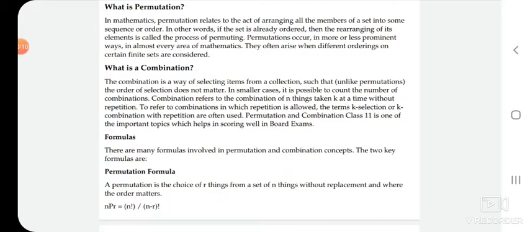In today's lecture, we are going to discuss permutations and combinations. We are going to define what permutation is, its formula, its definition. Then we will discuss what combination is, its definition and its formula.